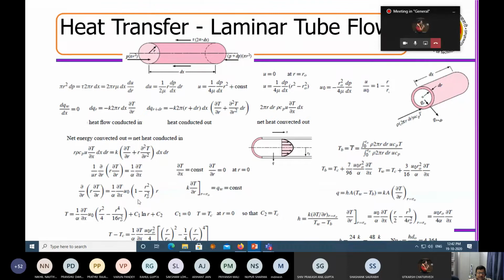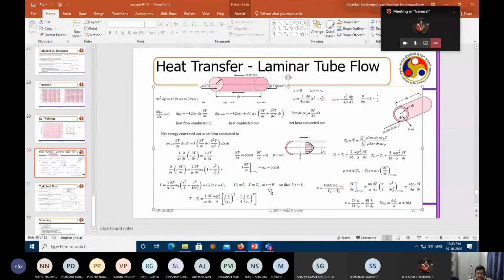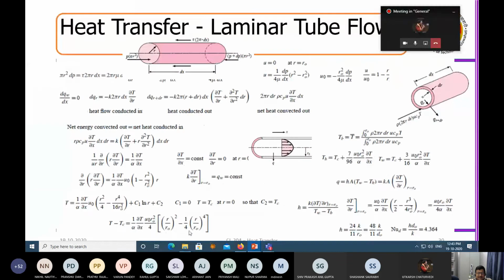Now, if you integrate this equation, you end up getting a temperature profile which looks like this. Here you will see that cleverly this U will be supplemented by this U, written in terms of U equal to U0 into 1 minus r by R0, squared. If you replace that and then integrate over the temperature, you end up getting a temperature profile like this.